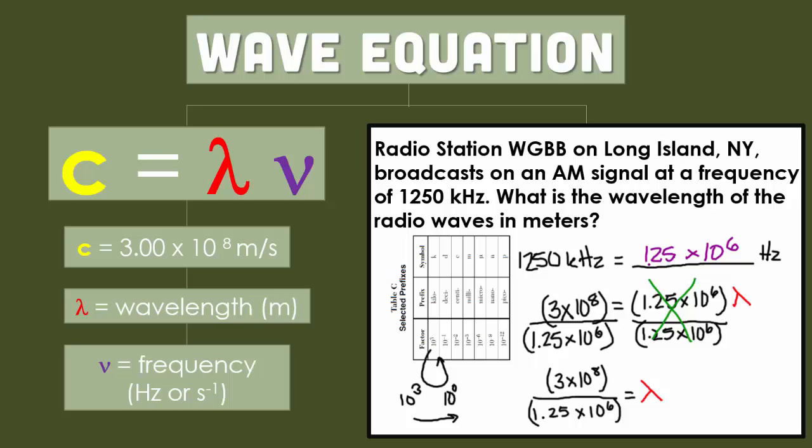If you do this right, you're going to do speed of light divided by frequency, and you end up with 240 meters. That means a radio wave from crest to crest, as being signaled from this radio station, is 240 meters long. That's very big, and that's also why radio waves can reach very far distances.